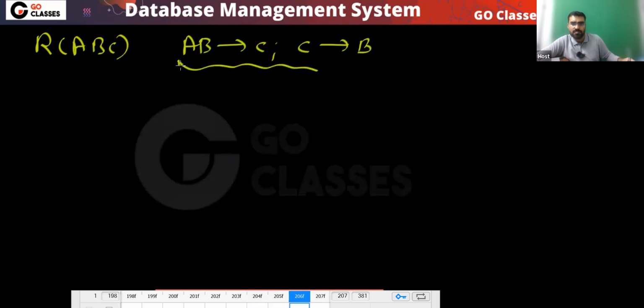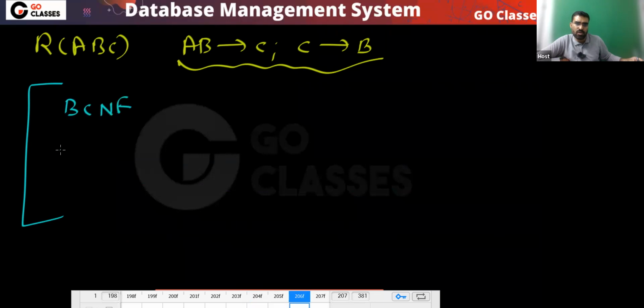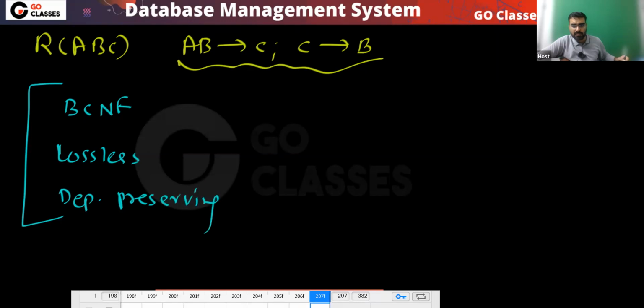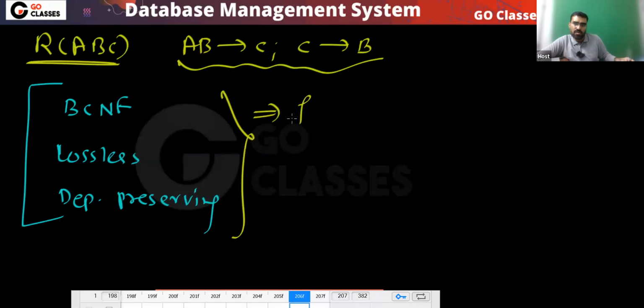In this question, whatever you do, you cannot get these three things together. Like you want BCNF, you want lossless, and you want dependency preserving. These three things you cannot get together. For this relation R, these three things can never happen together.